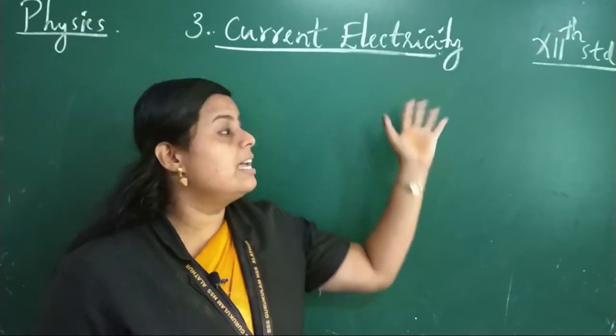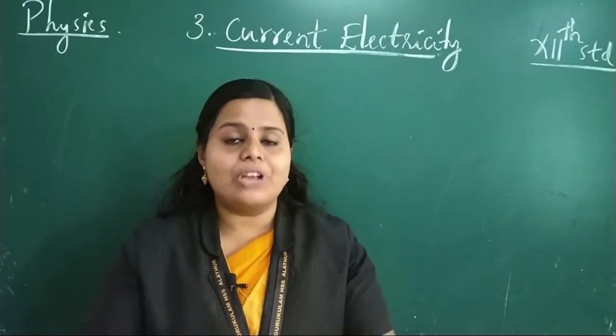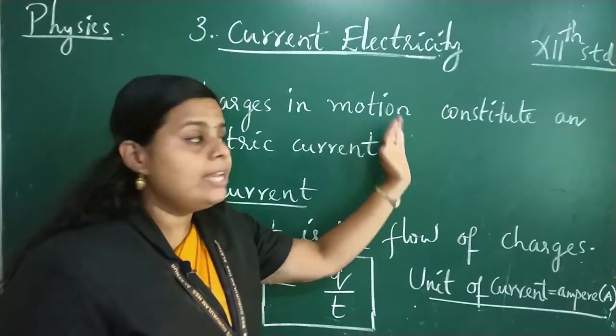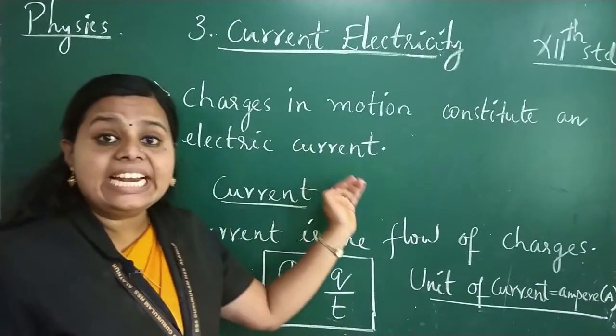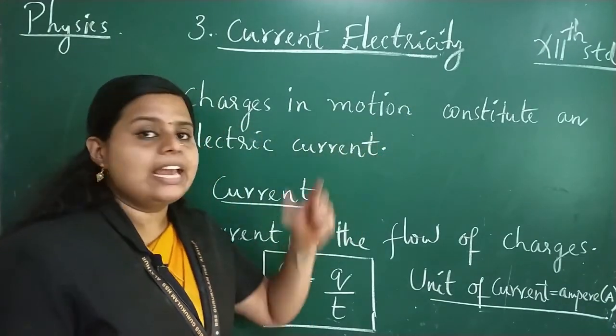So that is current electricity. So let's begin with the definition of current. Listen children, charges in motion constitute an electric current. Charges in motion are the cause of electric current.